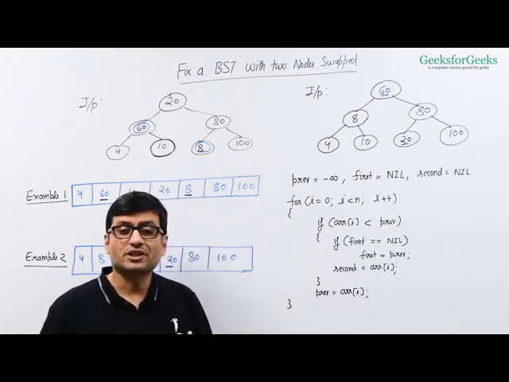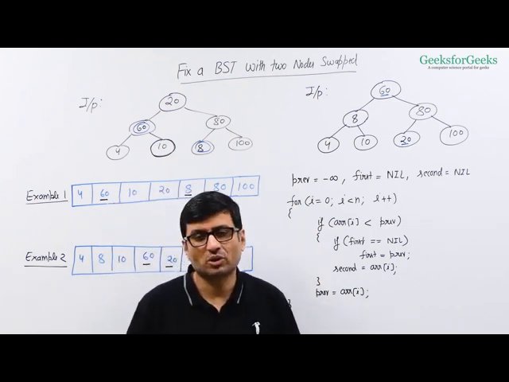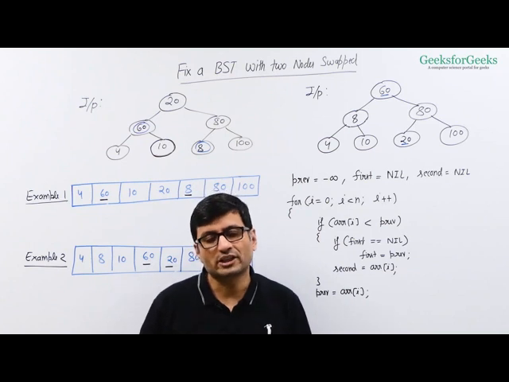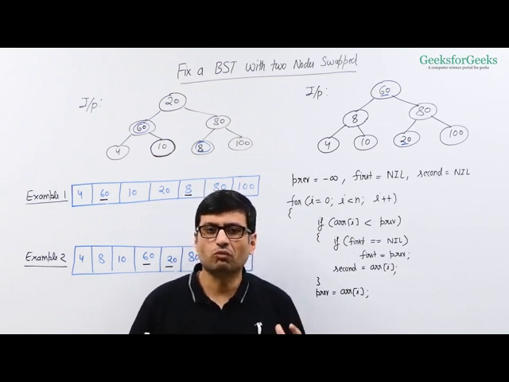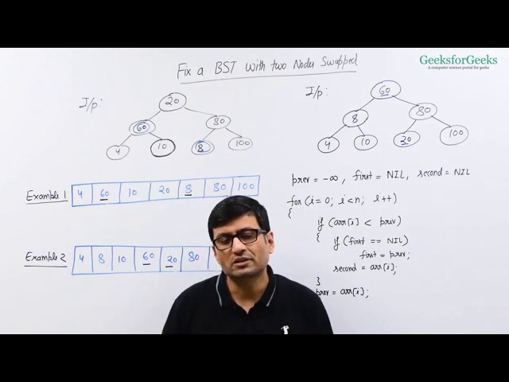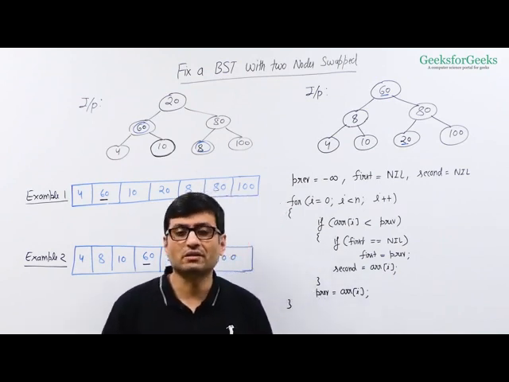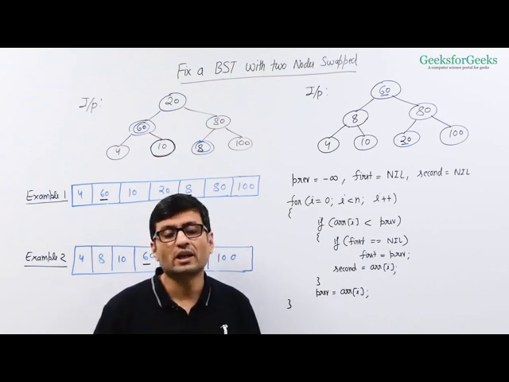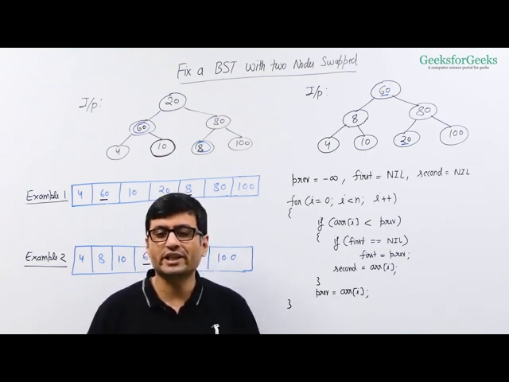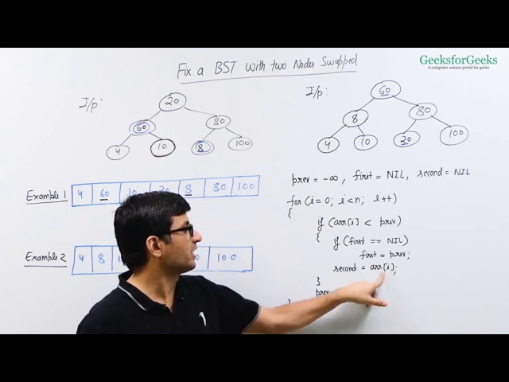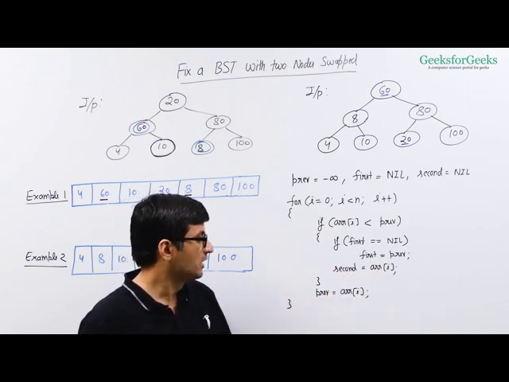Every moment I check if array[i] is smaller than previous. Because if array[i] is smaller than previous, that's where we have a violation. If there is a violation, then we check if first is null. If first is null, then we make first as previous. And we always make second as current node, right? Array[i]. Second is always set as current node.